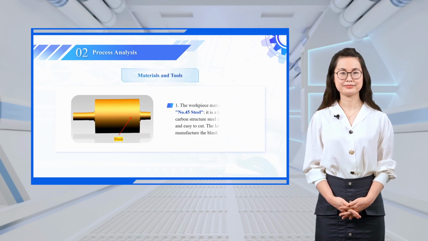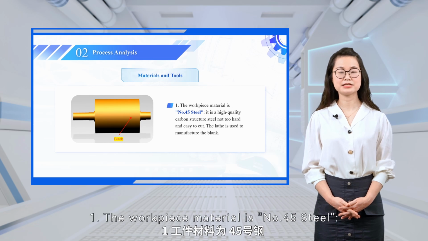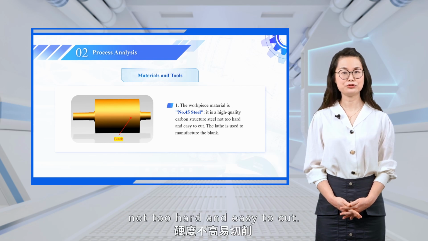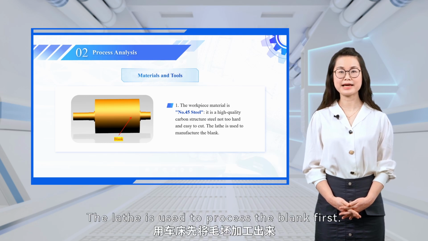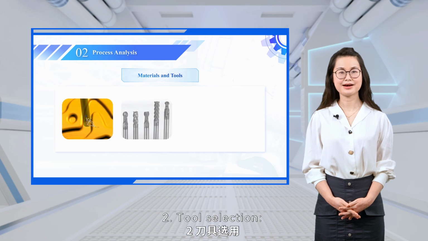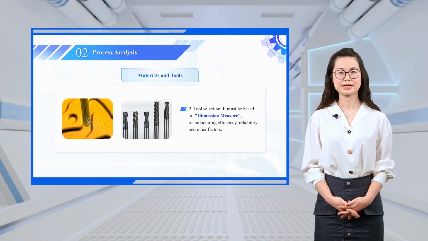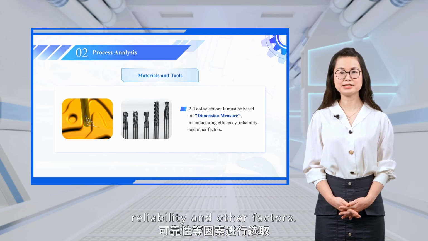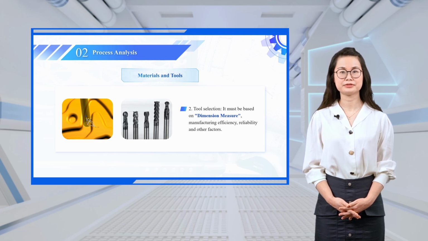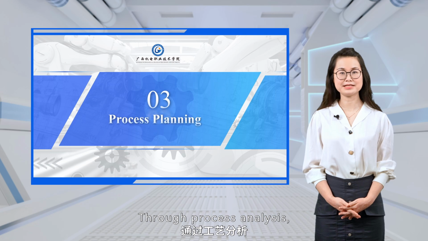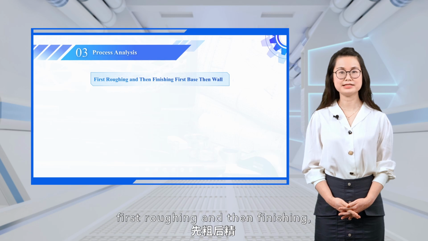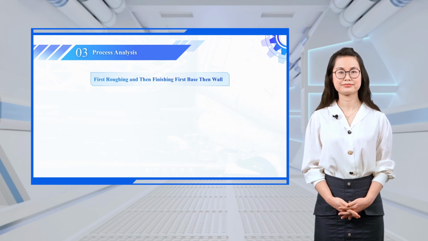Materials and tools. 1. The workpiece material is number 45 steel. It is a high-quality carbon structural steel, not too hard and easy to cut. The lathe is used to process the blank first. 2. Tool selection must be based on dimension measurement, manufacturing efficiency, reliability, and other factors. Through process analysis, we adopt the principle of process planning: first roughing and then finishing, first bottom and then wall.